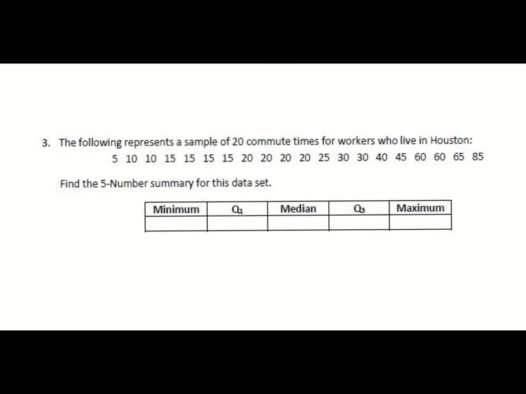Okay, this time I have 20 commute times. So I need to find the middle 10. 1, 2, 3, 4, 5, 6, 7, 8, 9, 10. There's the middle. So if I average 20 and 20, my median is going to be 20. So there's 10 numbers here, 10 numbers here, so I'm going to have to split them in half again.